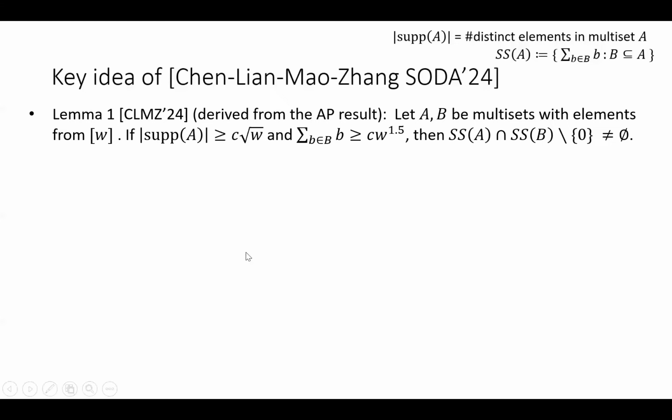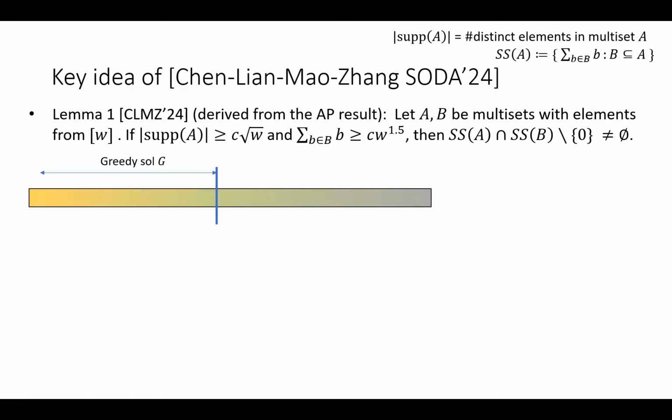Using this lemma, they designed a partition of the input items defined as the following. We take the greedy solution G and suppose the breakpoint is represented as this blue line. Then they go from this blue line to the right and select the first red breakpoint such that the number of distinct weights of the items between these two lines is equal to 2 times a constant times root W. And let us denote this interval by X and the interval to the right by Y. And we do a similar thing in the direction to the left.